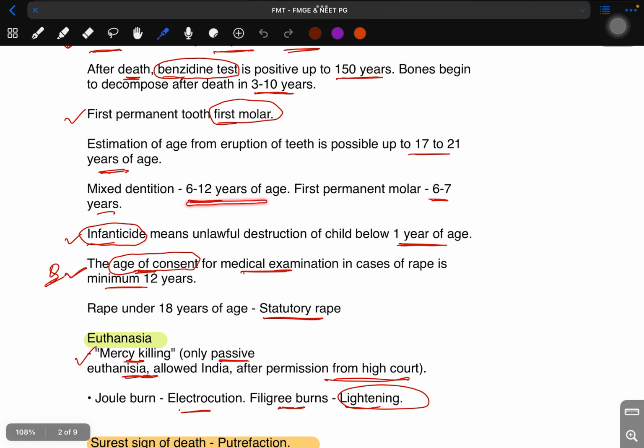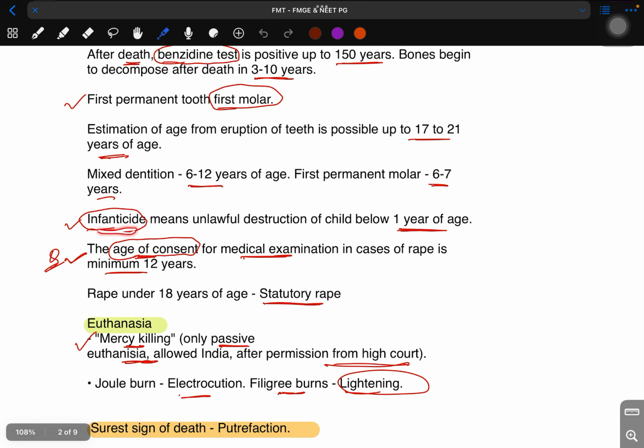Mixed dentition is found in 6 to 12 years of age and the first permanent molar appears in 6 to 7 years. What do you mean by infanticide? Infanticide means unlawful destruction of a child below 1 year of age. So if a child is killed below 1 year of age, it's known as infanticide.